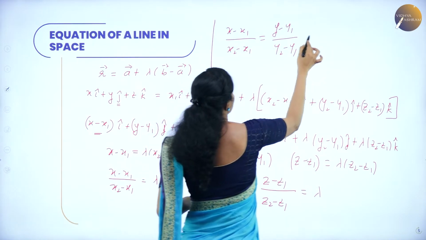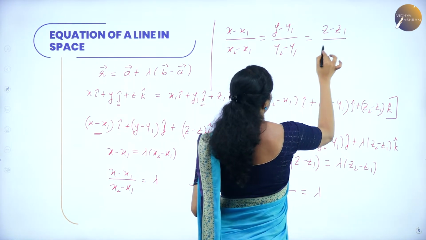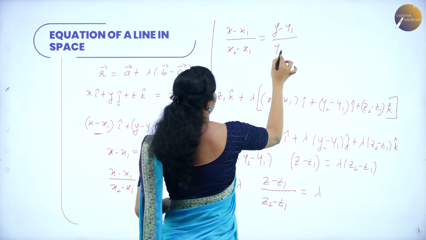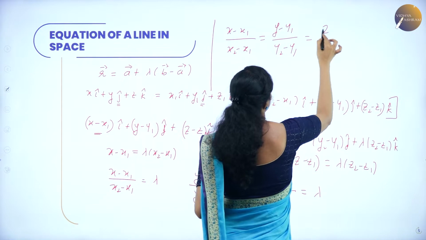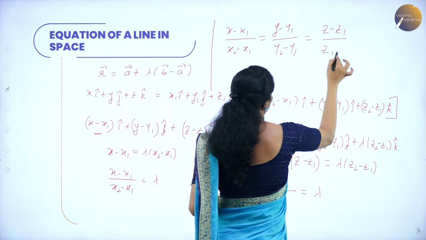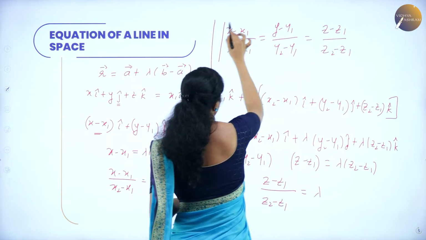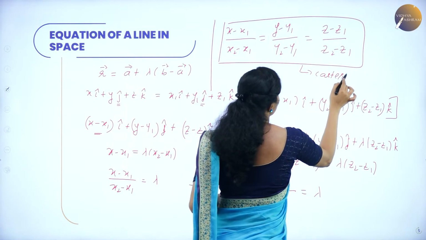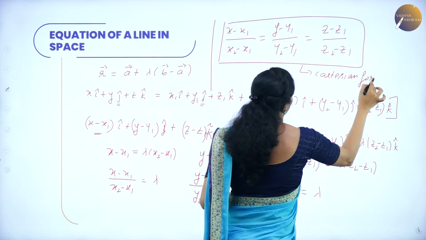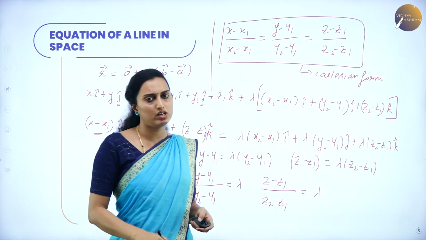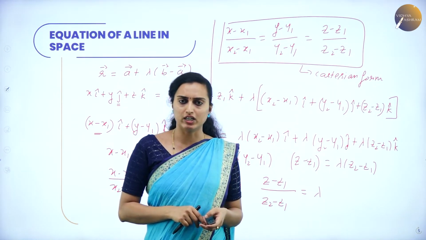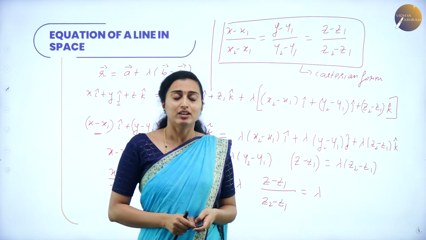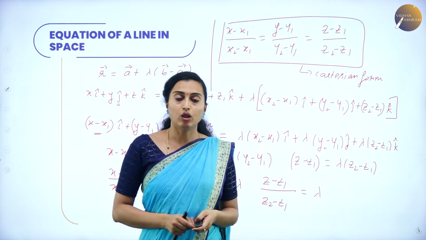Let me write it here: x minus x1 divided by x2 minus x1 is equal to y minus y1 divided by y2 minus y1 is equal to z minus z1 divided by z2 minus z1. This is known as the Cartesian form. Understood? First you reduce to the vector form, and by equating the coefficients you reduce to the Cartesian form. That's it. I hope you understood this derivation. This is a very important derivation along with the diagram.